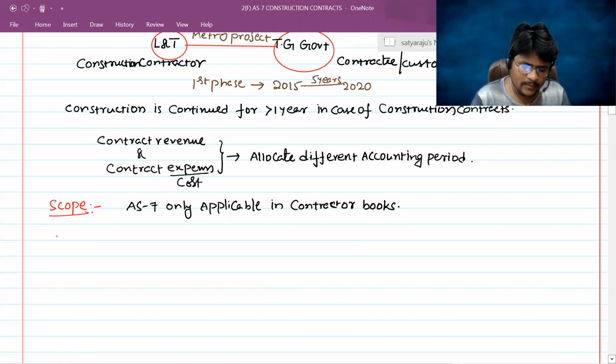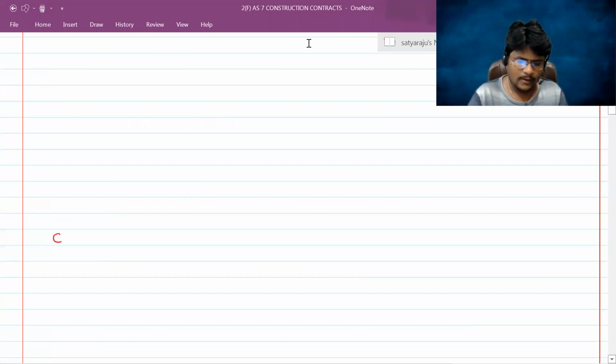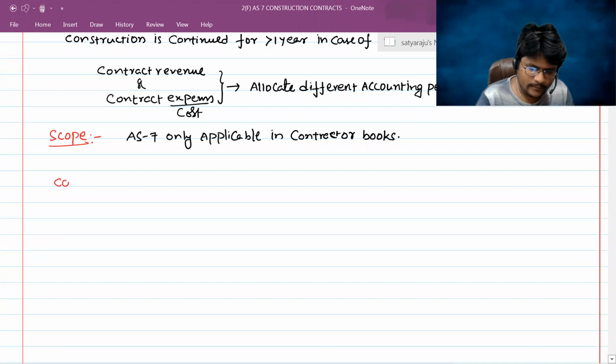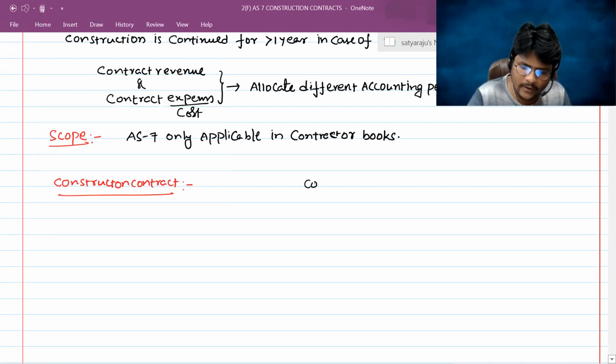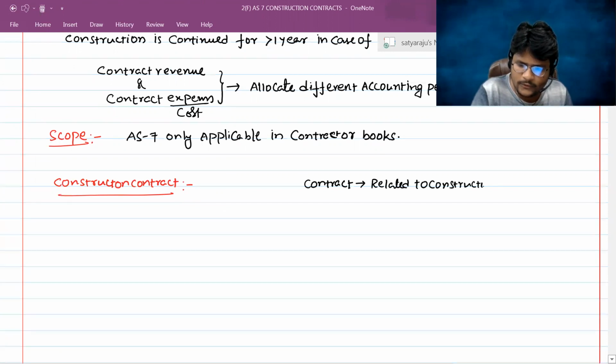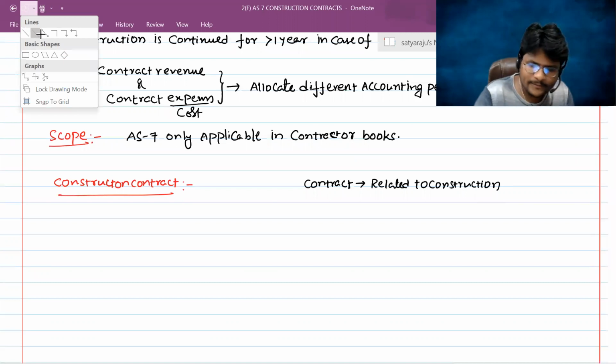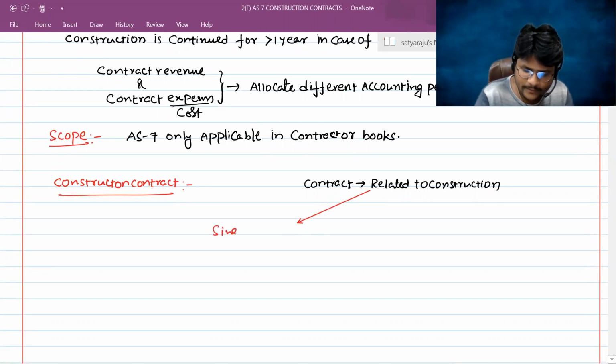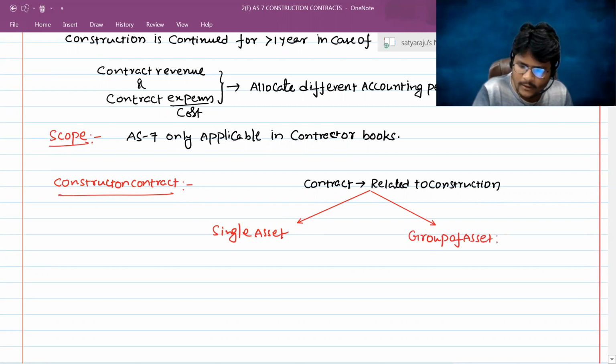So he is defining the meaning of construction contract. It is a contract related to construction, either of a single asset or of a group of assets.